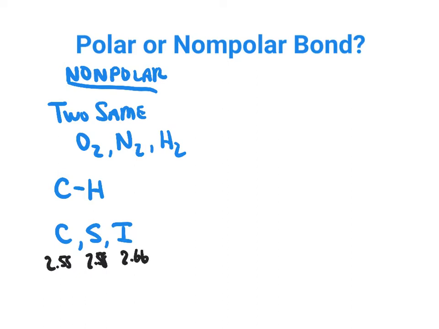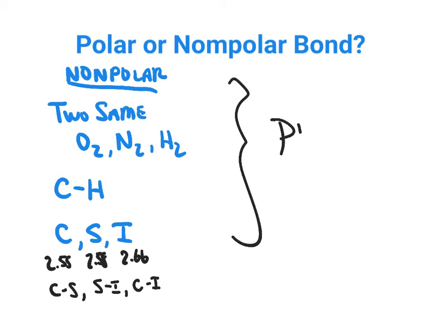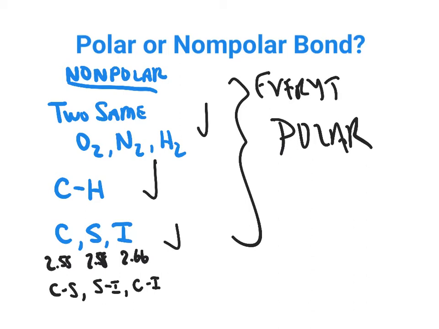Selenium and sulfur are in there too, but these are the ones you should really know. The C, S, and I combination, any combination, so CS, SI, or CI, any of these bonds will be nonpolar. Everything else is polar. So if it's not either this, this, or this, then everything else is polar. And that's how we do polarity of bonds.